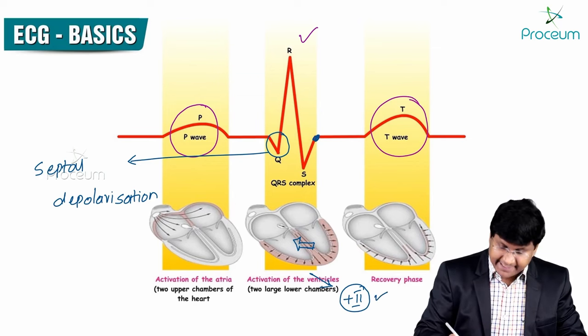V1, V2, V3 and V4. So, why should we know this? This is to make out where exactly the pathology is. Is it in the anterior wall? Is it in the lateral wall? Is it in the inferior wall?